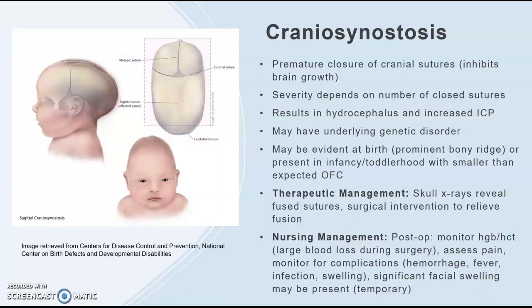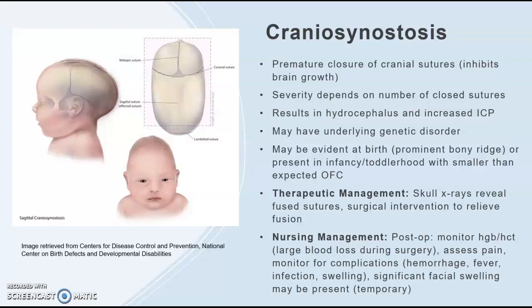brain growth. Craniosynostosis can result in hydrocephalus and increased intracranial pressure because the volume of the cranial vault is restricted. The child may have an underlying genetic disorder. The condition may be evident at birth, and we may see prominent bony ridges where the sutures are already fused, where we typically would feel a small gap or opening between the sutures at that point. Or craniosynostosis may present in infancy and toddlerhood with a smaller than expected OFC. So this again is why it's so important to measure head circumference up until 3 years of age to help monitor for this condition as well.